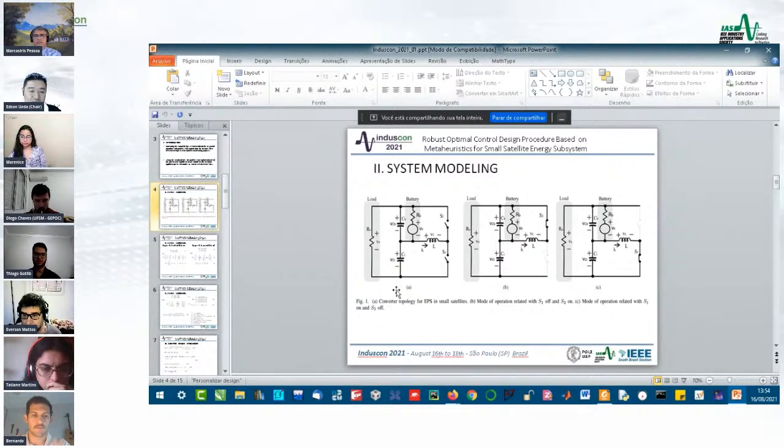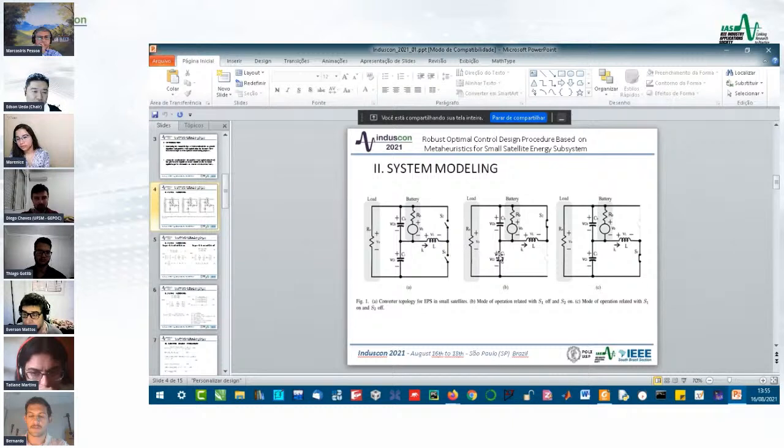In fact, this is an EPS for a small satellite. And here, at this point, we have the PV, the photovoltaic panel, but we present only the stage of the eclipse period. In the eclipse period, we have only the battery, and this topology is capable of regulating the voltage of the load.